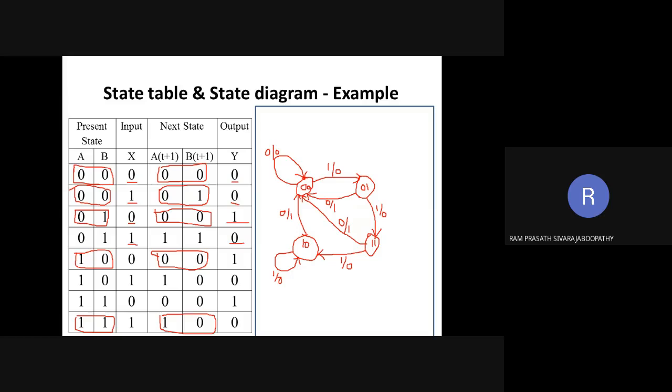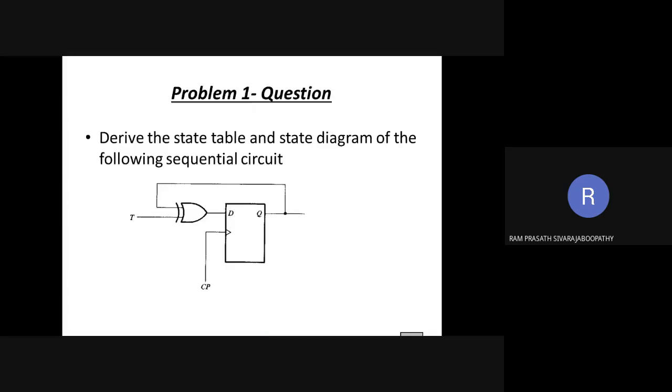Okay. See, once we consider a problem, you will understand what I am saying. You can also take a screenshot of this. As I didn't put animation for the diagram, I have drawn it on my own. Fine? Okay, now I am going to discuss a problem. Derive the state table and state diagram of the following sequential circuit. See, the question can be given like this.